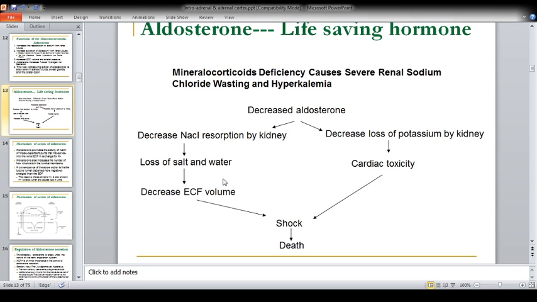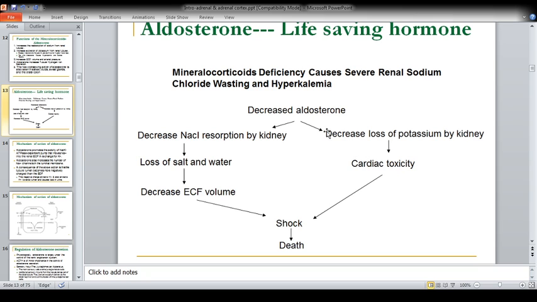So mineralocorticoids are also known as life-saving hormones. Why? Because mineralocorticoid deficiency would cause severe renal sodium chloride wasting and hyperkalemia. So if there are no more mineralocorticoids produced in the body, or they are produced in very small amounts, it would cause increased potassium in the blood and decreased sodium chloride in the body. So decreased aldosterone would decrease sodium chloride reabsorption from the kidney, which would result in loss of salt and water and decreased extracellular fluid volume.